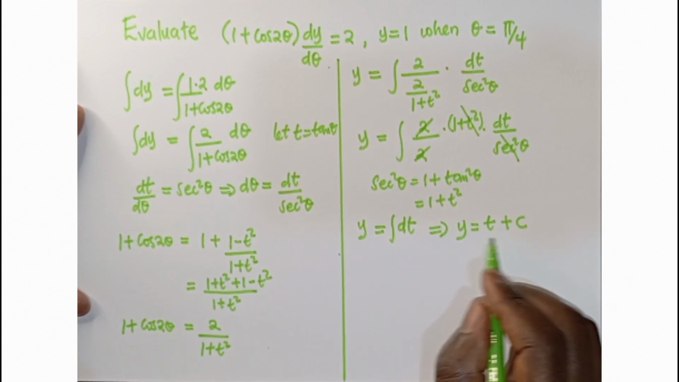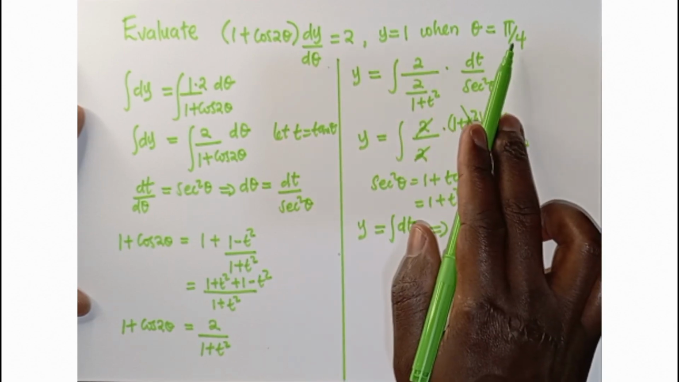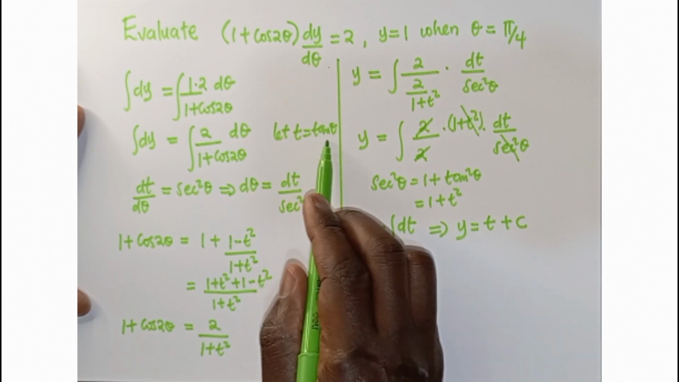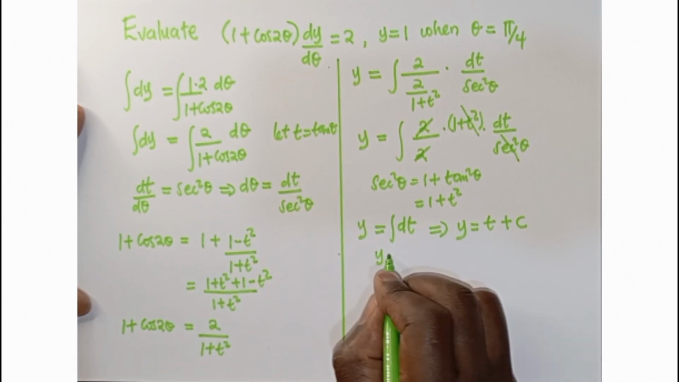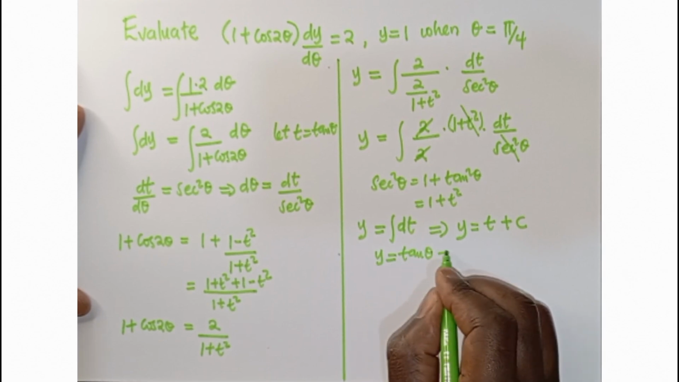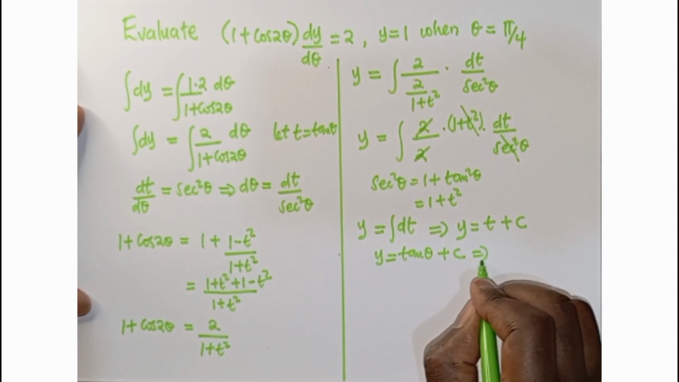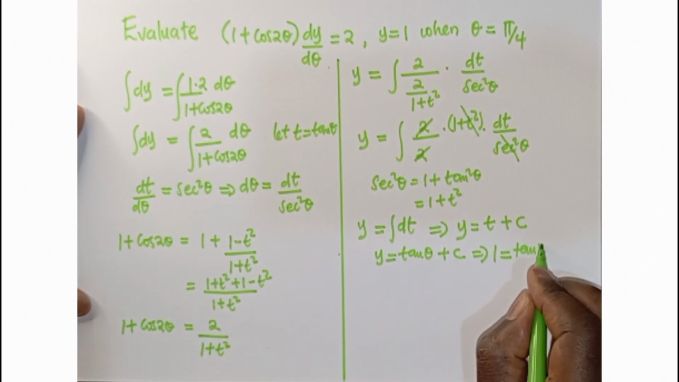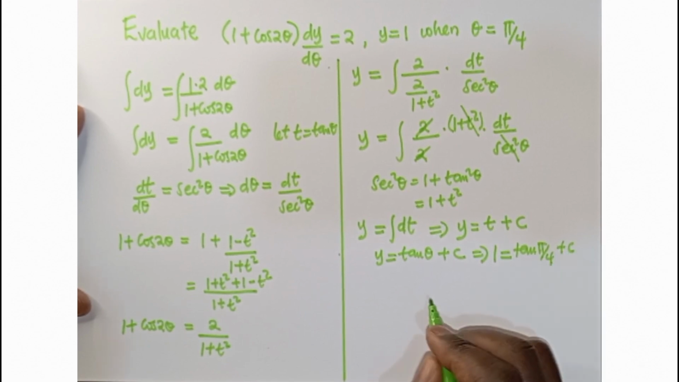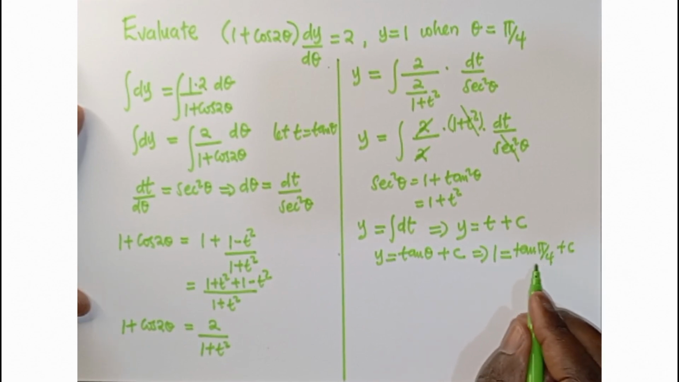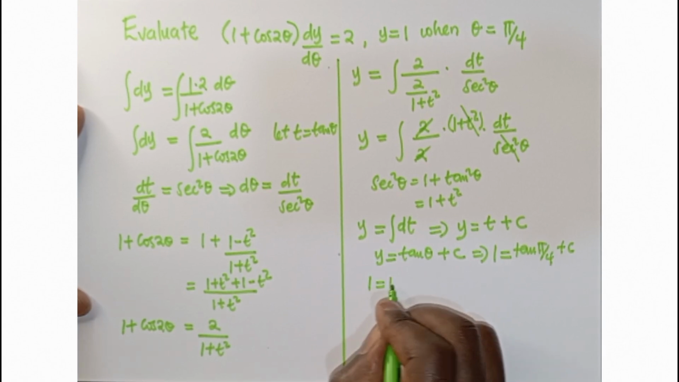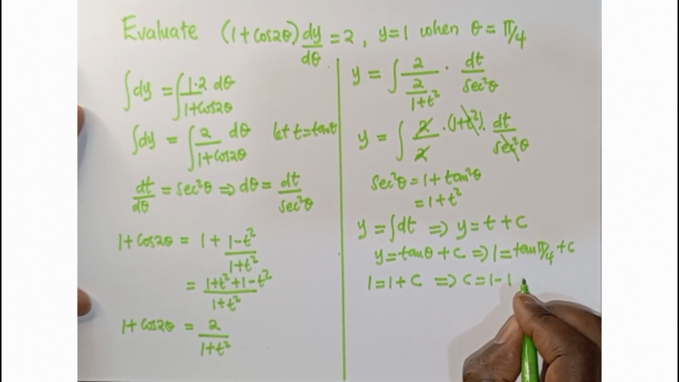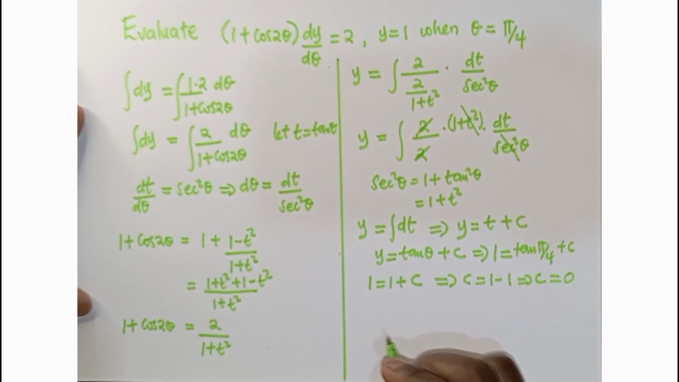But they told us to evaluate it. They gave us y and then pi over 4. So remember t is tan theta. So we shall have y is equal to tan theta plus c. Now we substitute in our values. So we have 1 is equal to tan of pi over 4 plus c. So tan of pi over 4 is actually 1. So we have 1 is equal to 1 plus c. This means that c is equal to 1 minus 1, and this gives us c as 0.